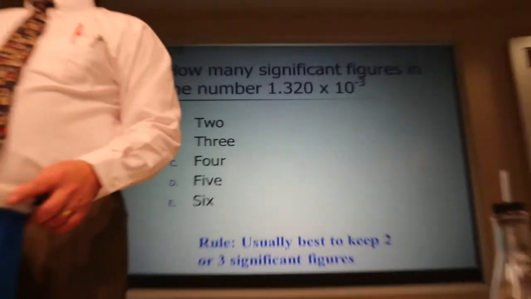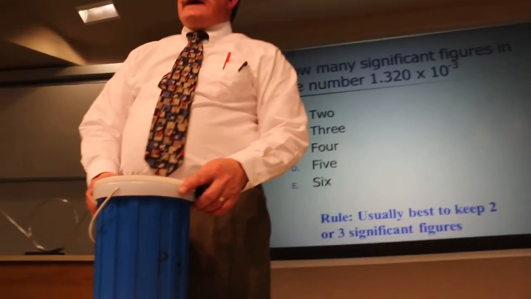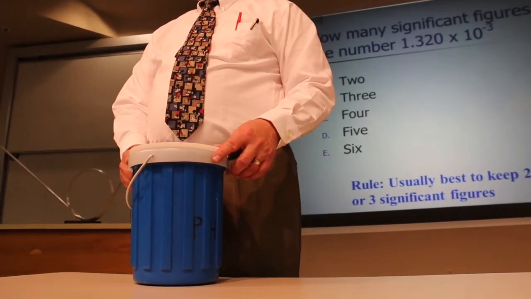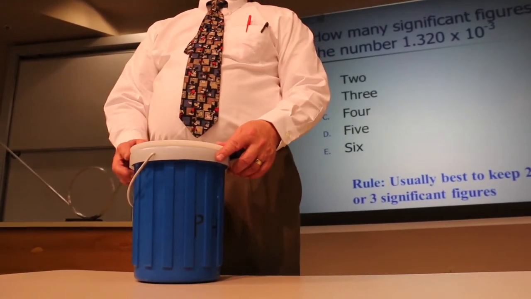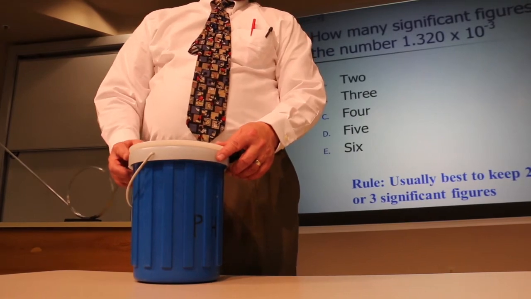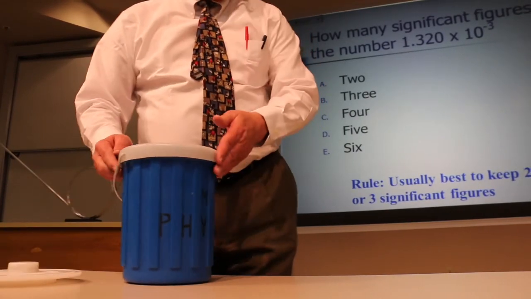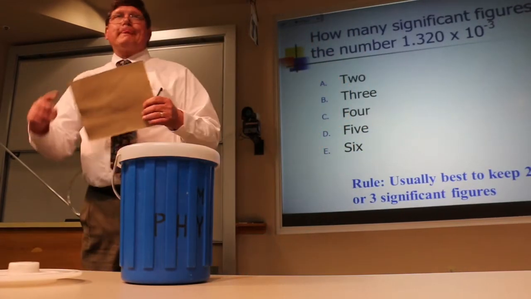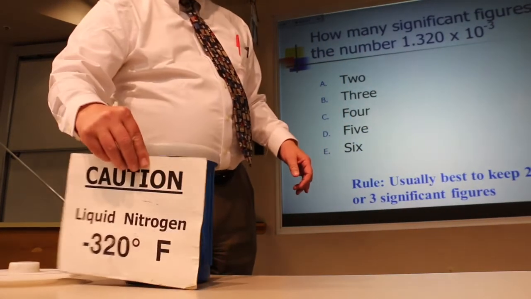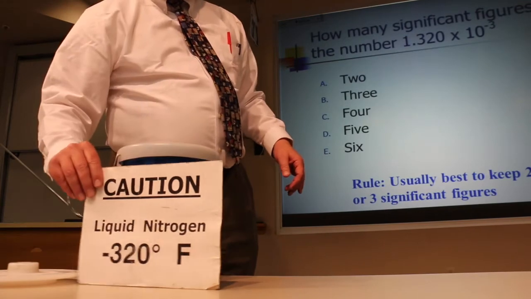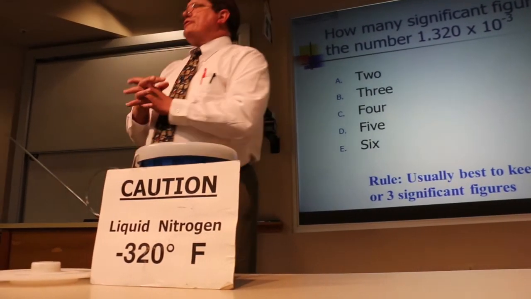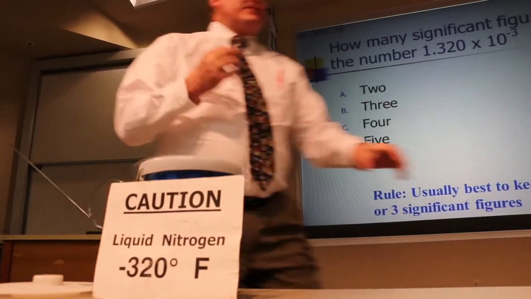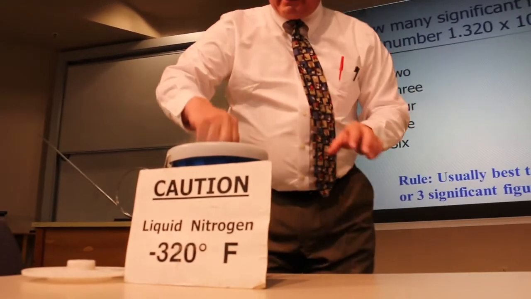Now, there has been another complaint, and that is that a promise was unmet. That up until now, the professor has not come close to death. And I promised you on that first day that would be part of the class. So, what I have here is some liquid nitrogen. Anyone know how cold that is? Very cold, dang cold. It's 320 degrees below zero. And that's the temperature at which it boils.